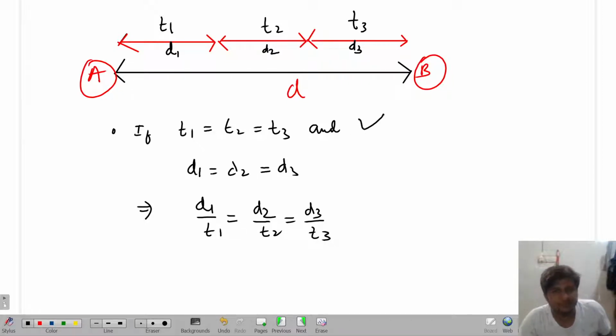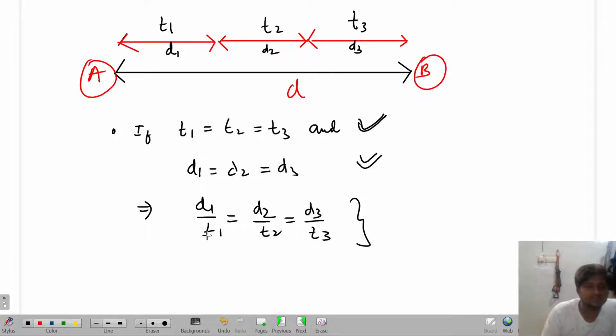Tell me yes or no. If this is satisfied, these equations will be satisfied or not? Tell me everyone. Yes, sir. Perfectly yes. So what is distance by time? It is speed. So what we observe is that if I travel equal distance in equal intervals of time, I have my velocity as constant. This v1 and this v2 and this v3.